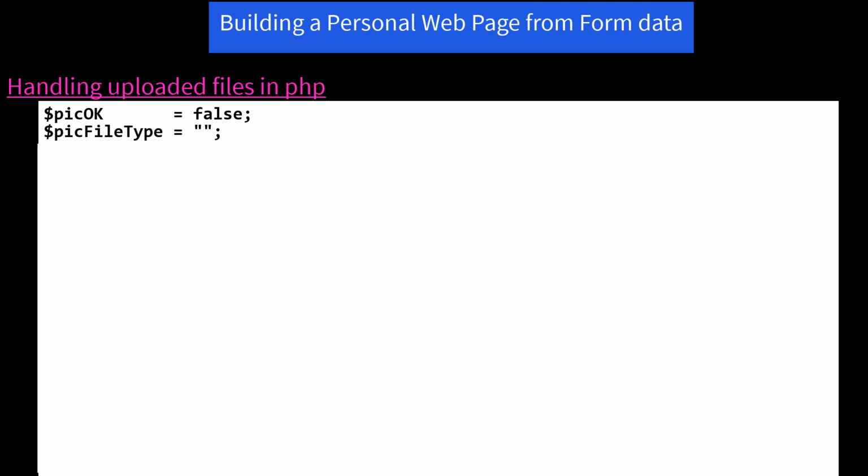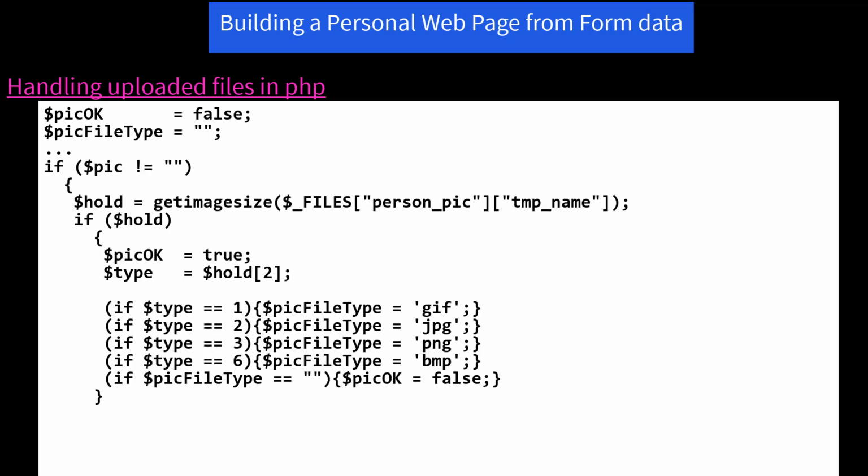So here's the code around that. We start asking if $pic is not equal to "". That is, it's not empty, because if it's empty, there's no file uploaded at all. Then we put the result of an invocation of getimagesize into $hold, and then we ask if $hold is true. In other words, if the getimagesize was successful. If it was, we say $picOK is true, and we set $type to $hold[2]. We just grab the type.